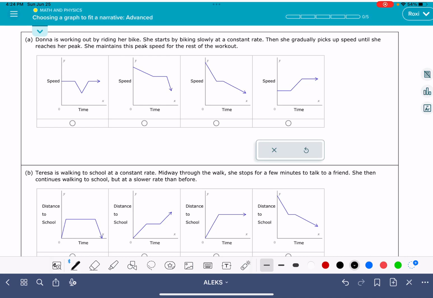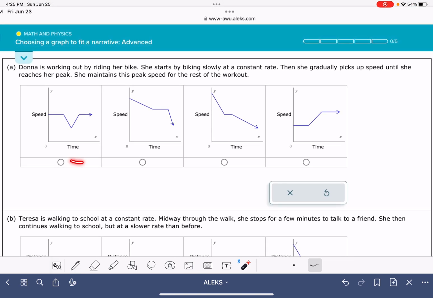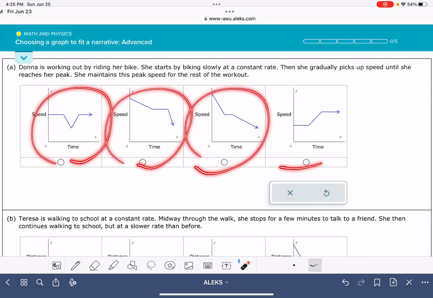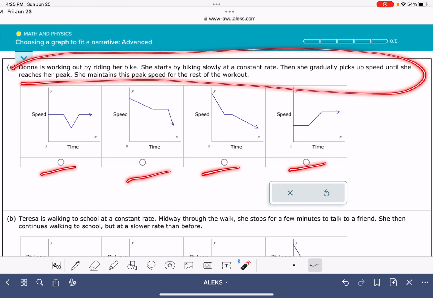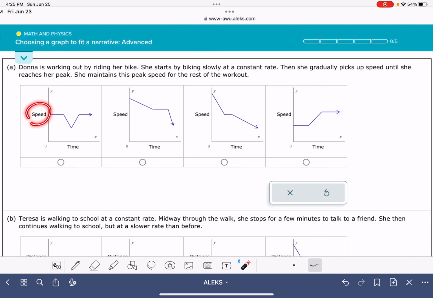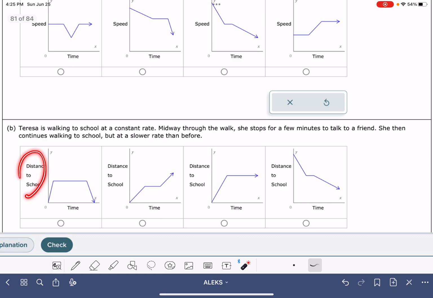In this video, we're going to work on the ALEKS problem called Choosing a Graph to Fit a Narrative Advanced. This problem is going to give you two scenarios, and each scenario is going to have four possible graphs that reflect the situation of that scenario, and your job is to figure out which one of these graphs accurately reflects the scenario. So you're going to have to read carefully.